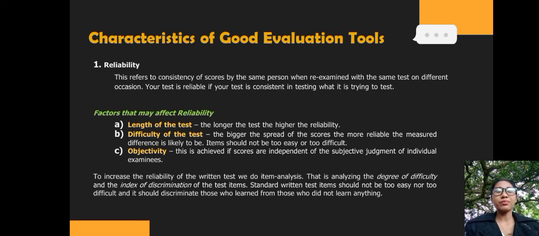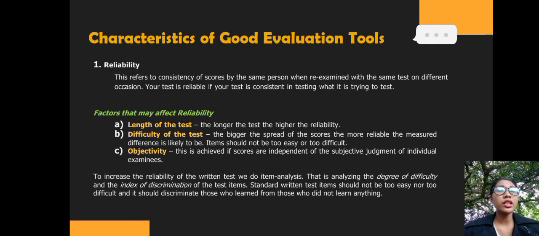Reliability refers to consistency of scores by the same person when re-examined with the same test on different occasions. Your test is reliable if your test is consistent in testing what it is trying to test. So your test is reliable if you can really see that it really tests the trainees, yung matitest talaga yung trainees kung saan lang yung kaya niya.